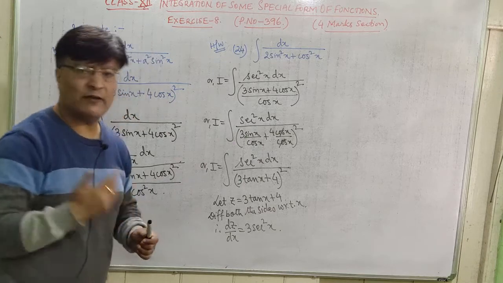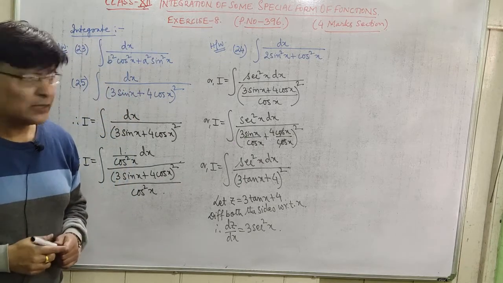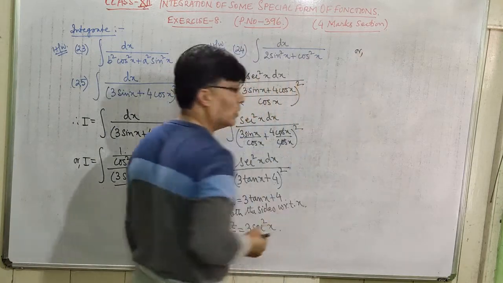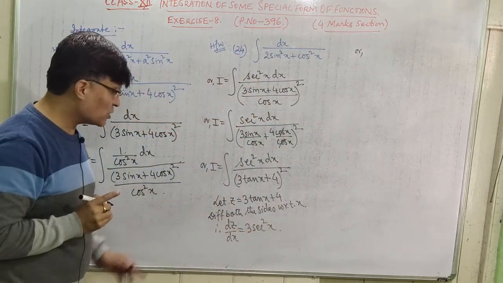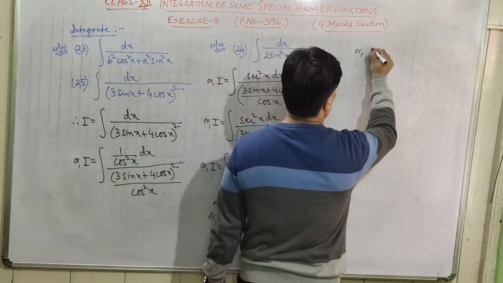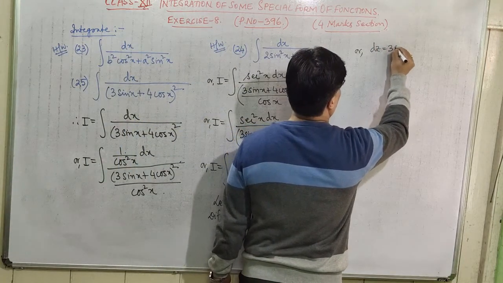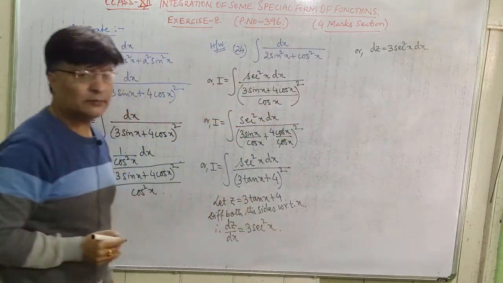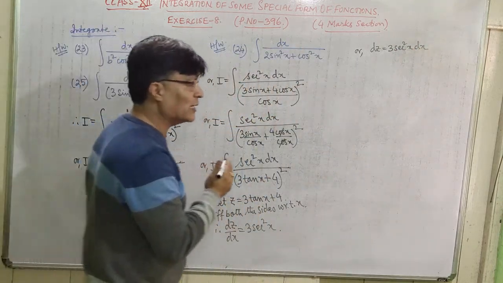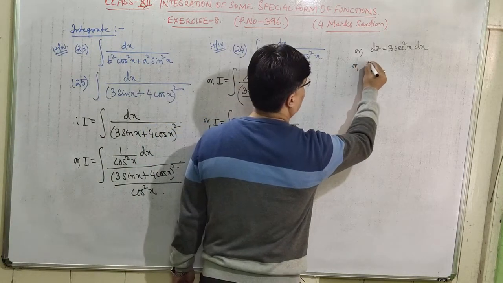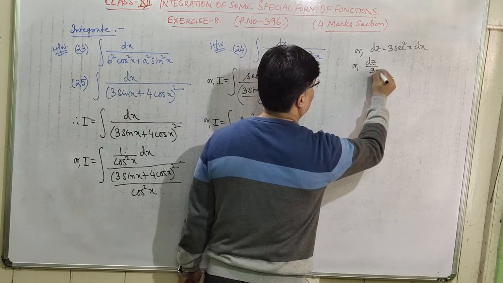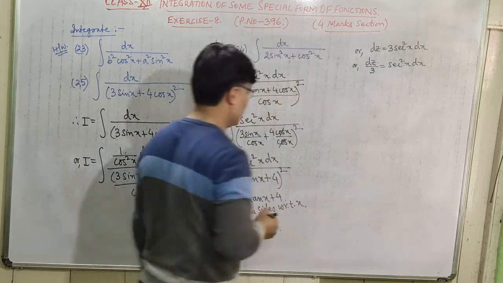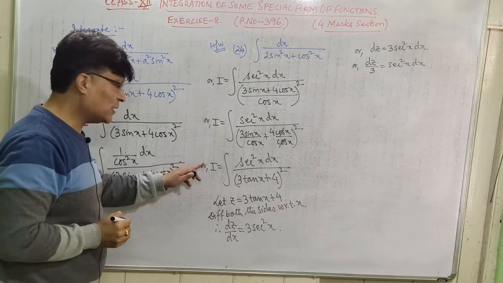So let us find out the value for the numerator, that is sec square x dx. Let us do cross multiplication now. So what do we get after cross multiplication? dz is equal to 3 sec square x dx. Is that clear? Now let us take this 3 to the left hand side, so it becomes dz by 3 is equal to sec square x dx. Okay, so let us put it in I.